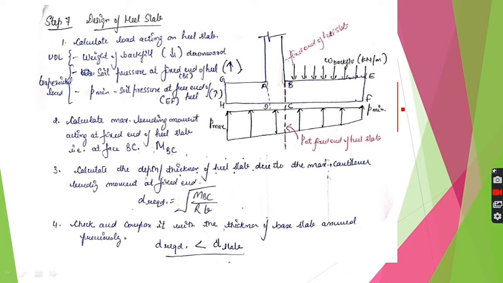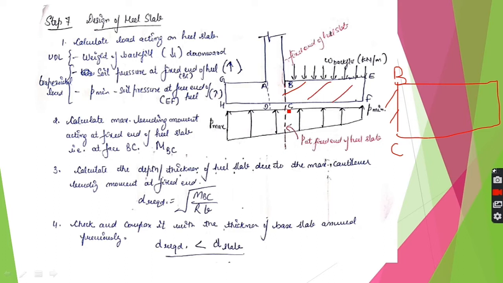So heel slab is this, and this is its connection with the stem, which is the fixed end BC. So what are the loads which are leading to the cantilever action? This is the weight of backfill, and this is the upward soil pressure acting on the base of the retaining wall. So weight of backfill, downward direction, and this soil pressure at the fixed end of the heel. Here, don't look at this side, consider only the heel slab portion. So we are looking at only the heel slab.